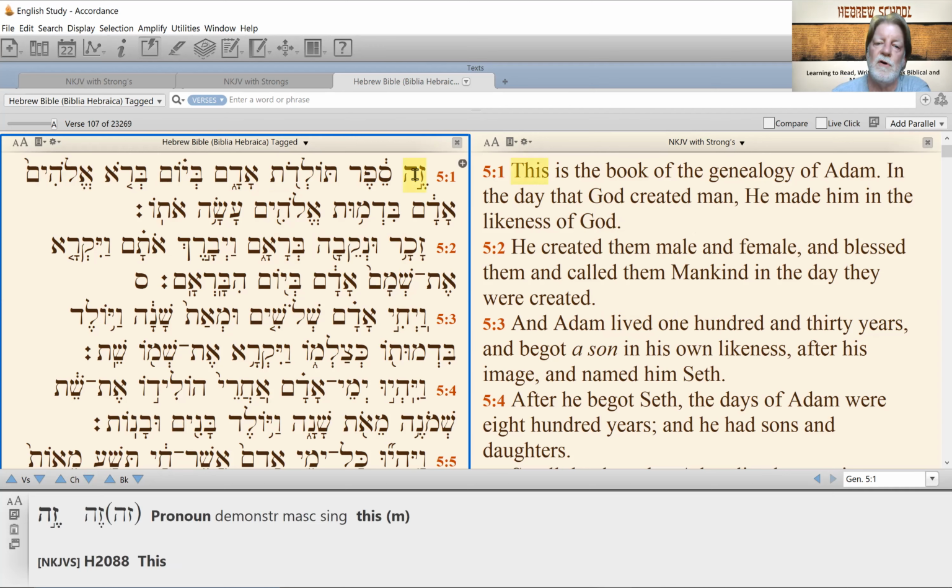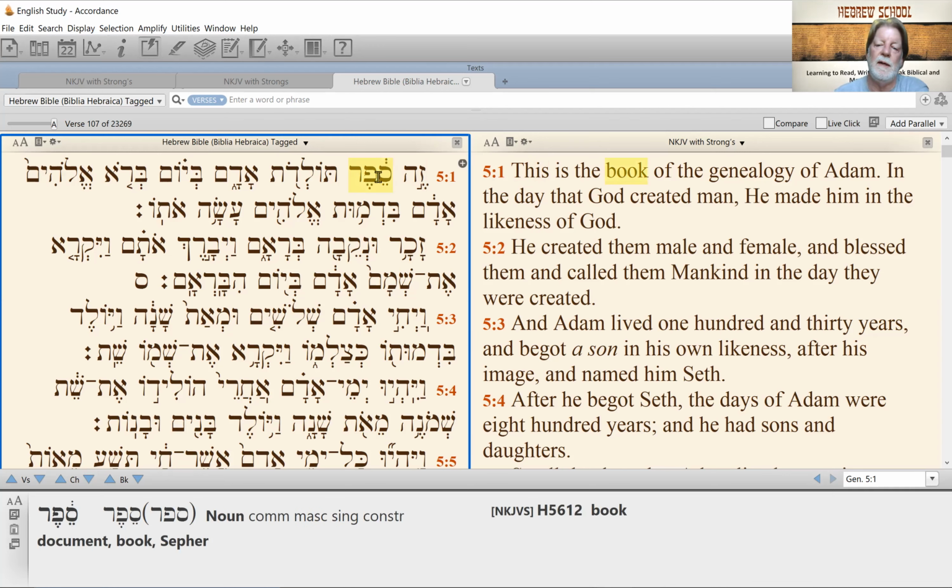So Genesis 5 verse 1, zeh, this, sefer, is a noun. So in noun form, it means a book or a writing. In verb form, it means to report or to write, but it also has a noun form. So this is the noun form for a book. This is a book, toledot. This toledot means genealogy, a family tree, toledot.